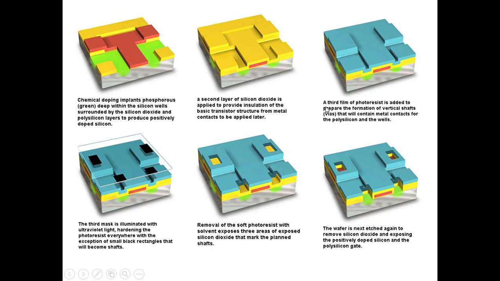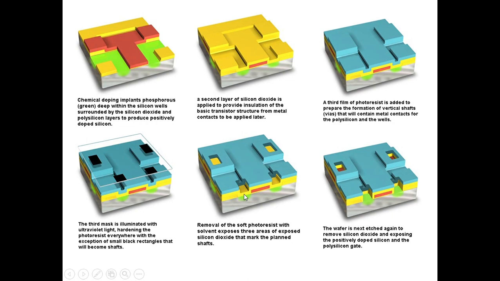Okay, so here you can see a third film of photoresist is added to prepare the formation of vertical shafts, or vias, that will contain metal contacts for the polysilicon and the wells. Okay, so this is for the vias. A third mask is illuminated with ultraviolet light, hardening the photoresist everywhere with the exception of small black rectangles that will become shafts. Okay, removal of soft photoresist with solvent exposes three areas of exposed silicon that mark the planned shafts.